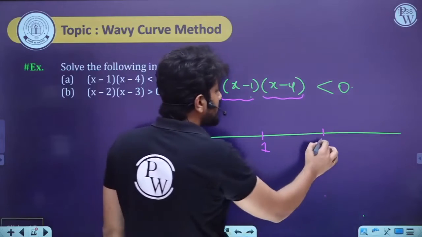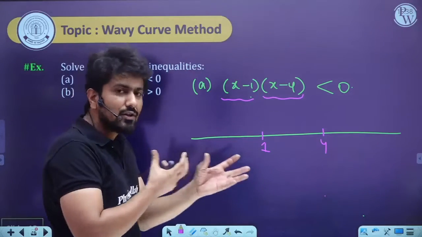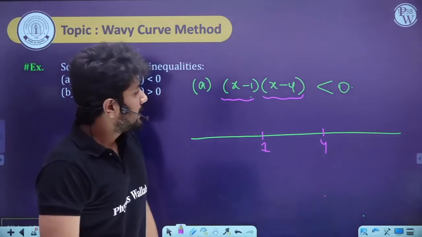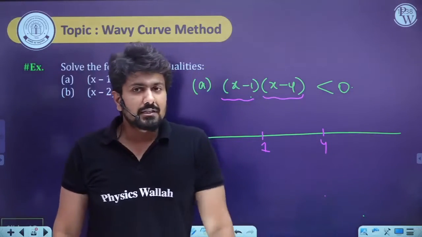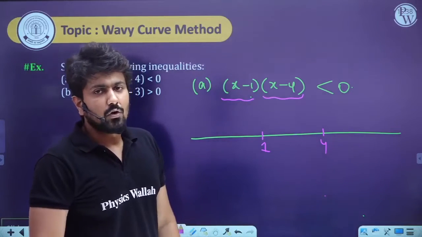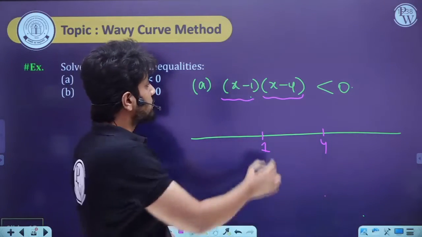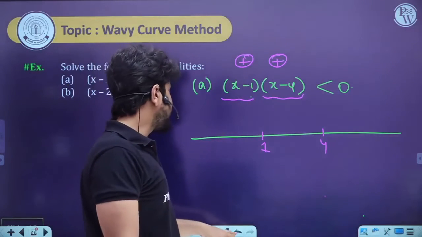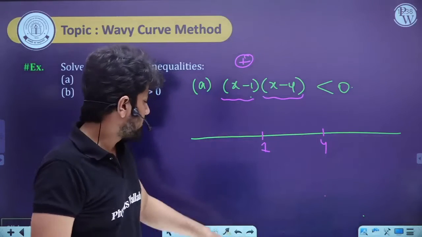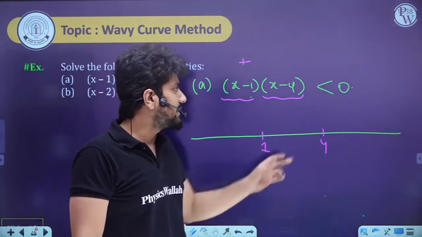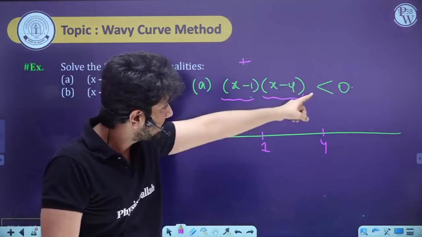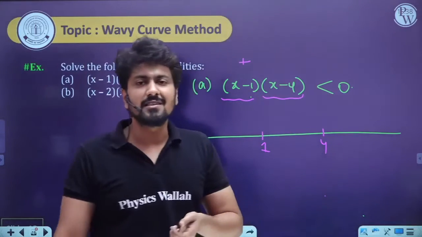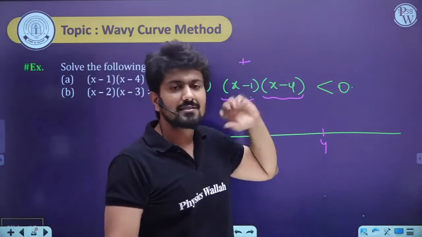Now we want to comment about their overall sign, the sign of their product. So basically, their product will be positive if both of them are positive or both of them are negative. If both of them are positive, then their product will be positive, or if both of them are negative, then their product will be positive. If one of them is positive and the other is negative, then their product will be negative. And that is the area we are looking for. We are looking for that area where one of them is positive and the other is negative. We are looking for their product less than 0.